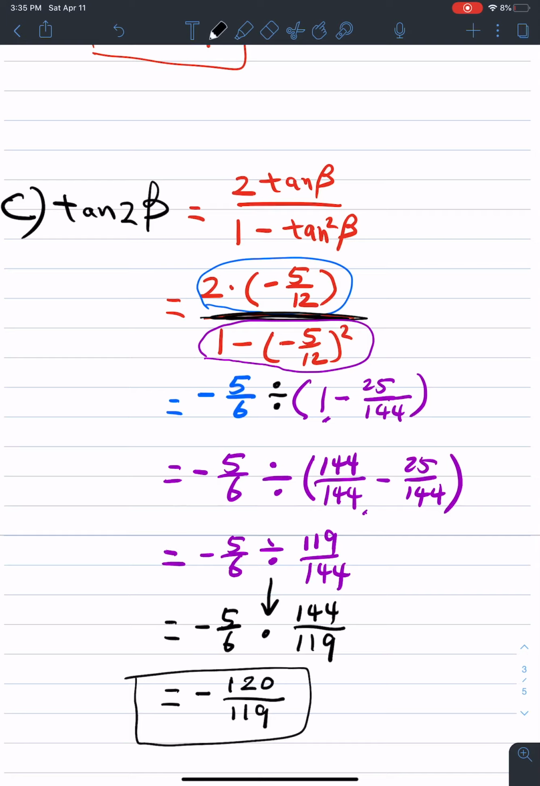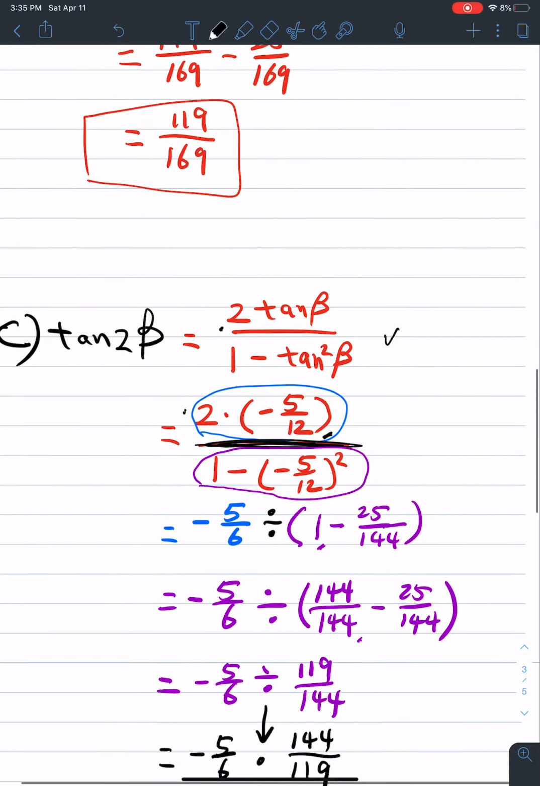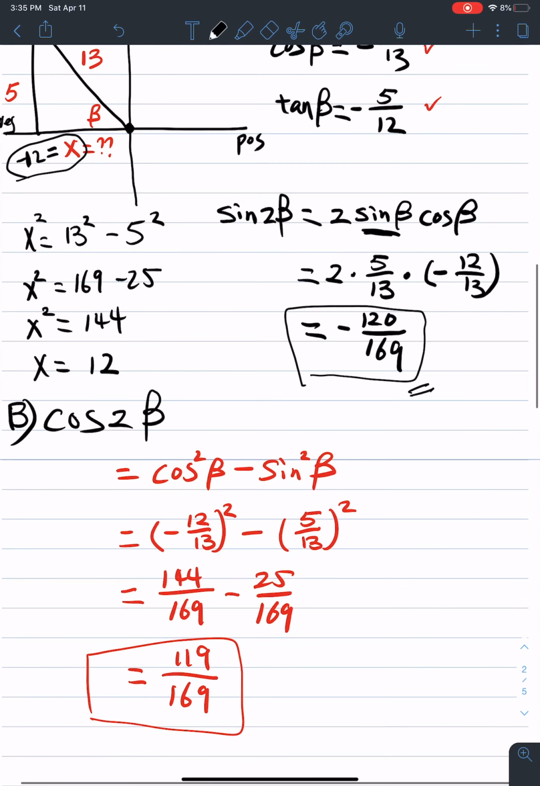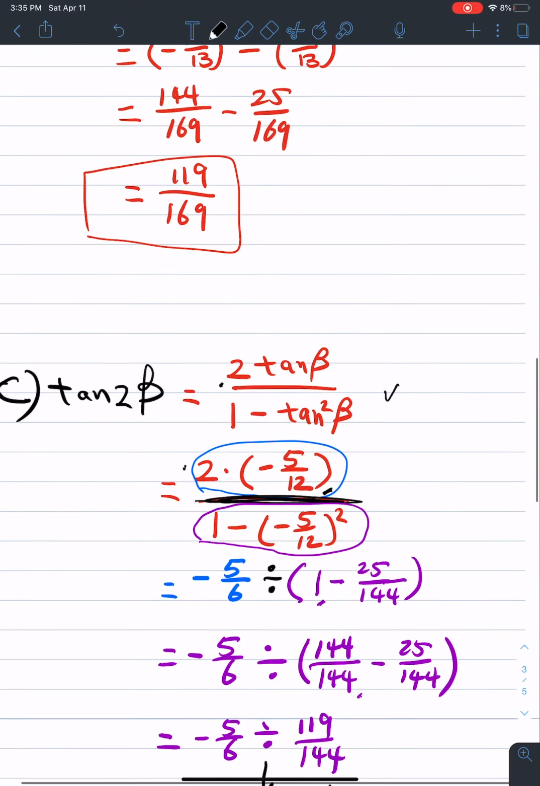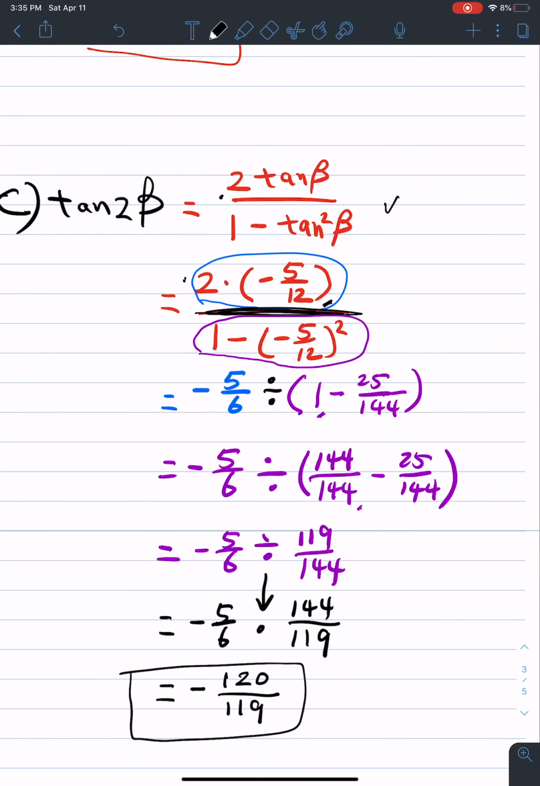I think the last one is slightly more complicated than the first two. So tangent, double angle. I am using the formula, 2 tangent. Where do I get negative 5 over 12? We get it from here. We get the answer right here. So I'm using negative 5 over 12 to replace the tangent. So I got that. And then you can do the math.